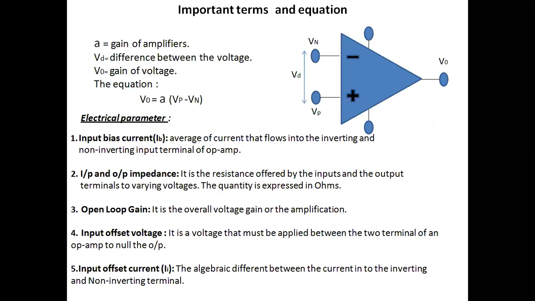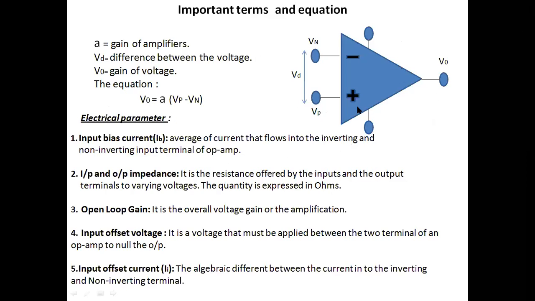Now we are going to study the different parameters we use in the op-amp. The op-amp is differential. It means the output voltage will depend on the difference between the input voltages. So we have two input terminals, positive and negative, or we can say non-inverting and inverting. Vn means negative voltage, and Vp is the positive or non-inverting voltage.